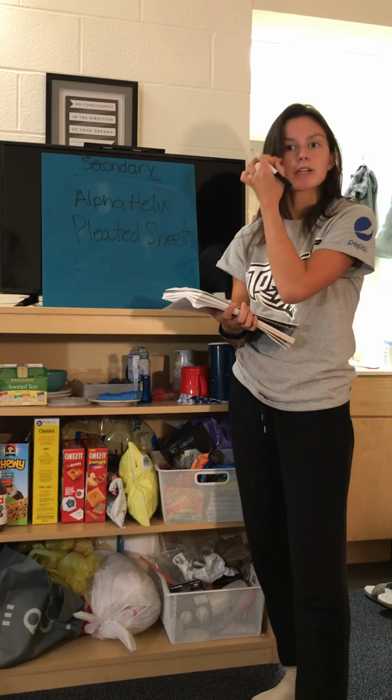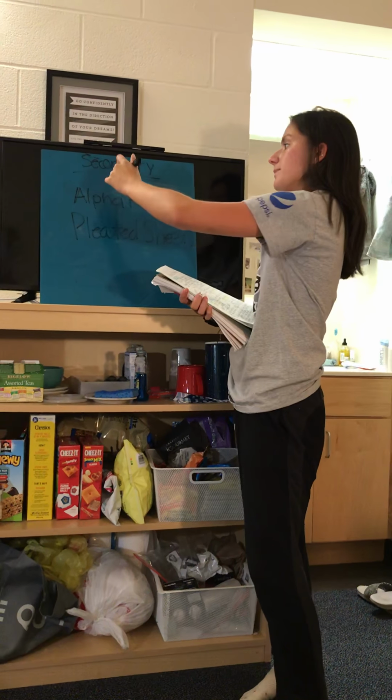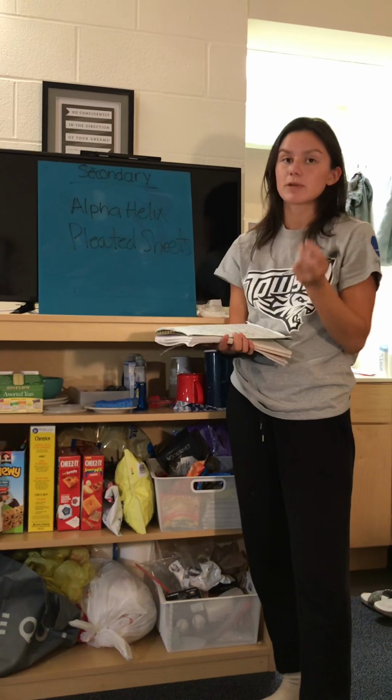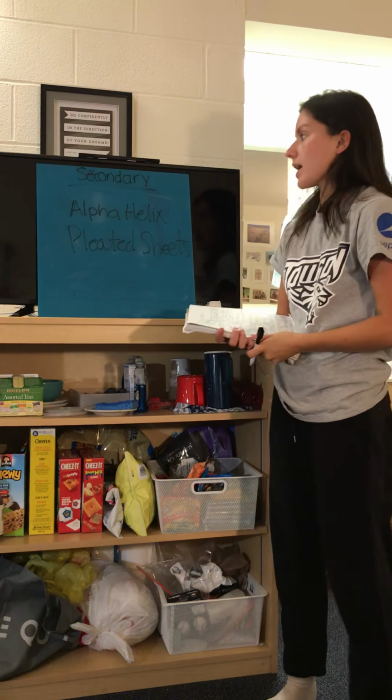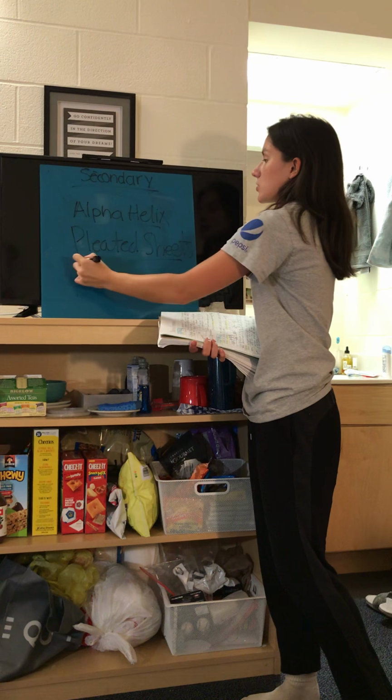So the second structure or level of the protein structure is called the secondary level. This is where three-dimensional segments of the protein are formed, and it has two different structures. You have the alpha helix and pleated sheets. First, I will demonstrate the pleated sheets.